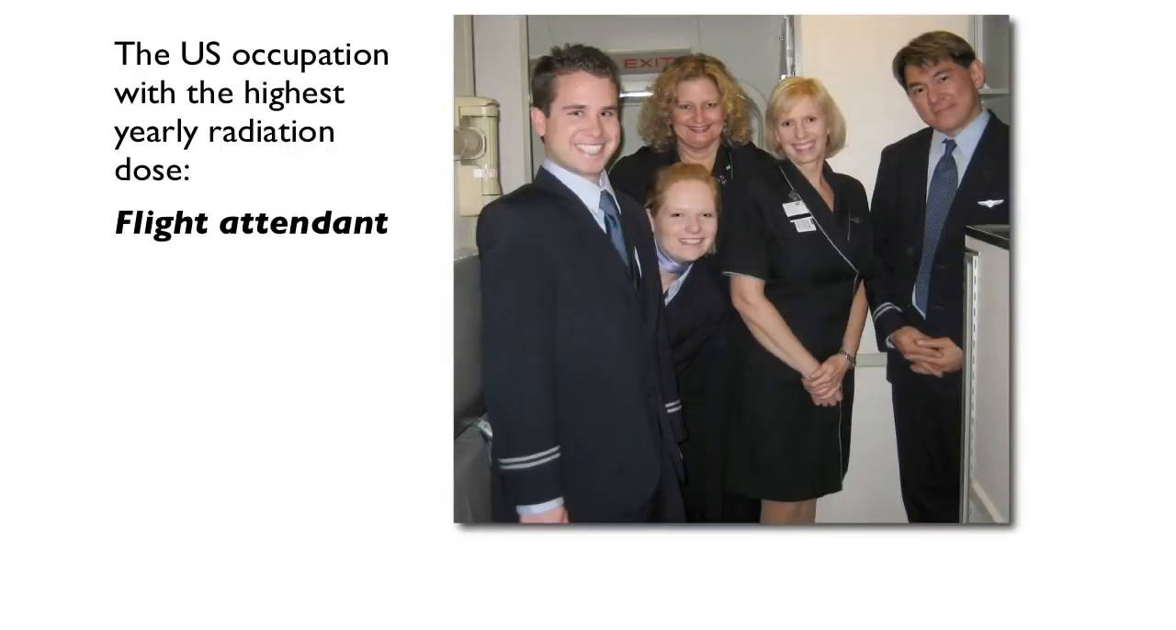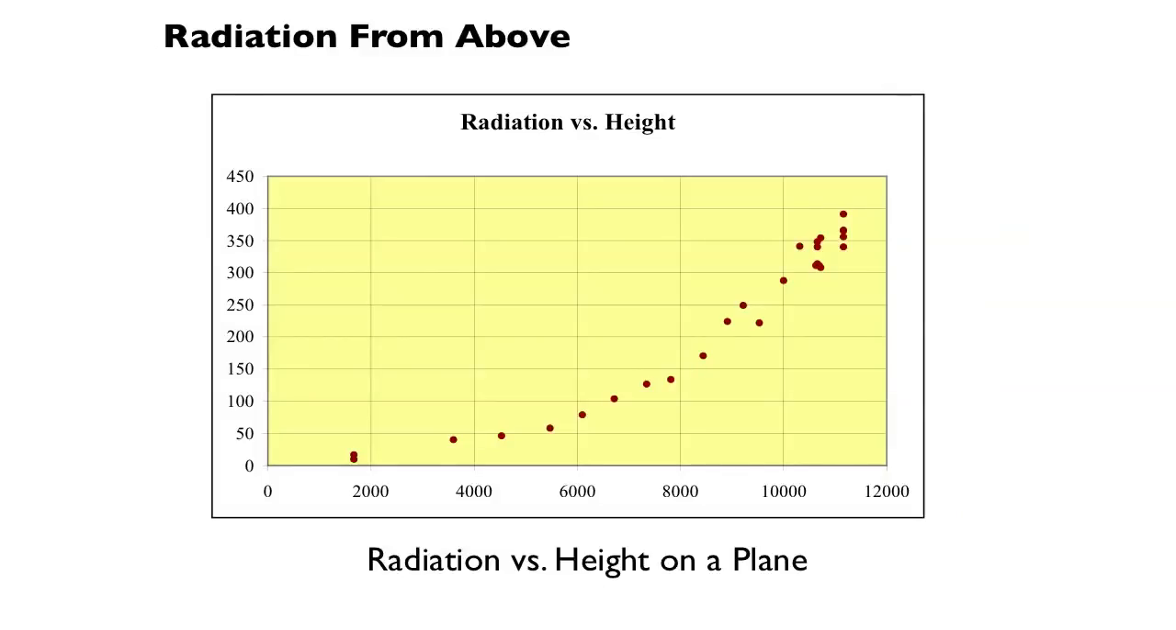Turns out it's flight attendants. And you're saying, what? Flight attendants? Is that because of nuclear powered airplanes? No, it's flight attendants because a significant fraction of the radiation that you're exposed to comes from above in the form of cosmic rays. And when you get higher up in altitude, you're closer and closer to the cosmos, closer and closer to space, which is where the cosmic rays come from.